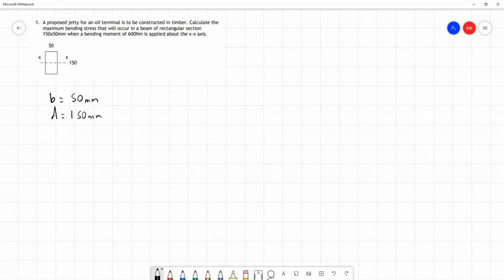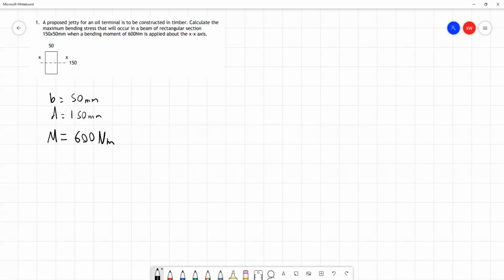And we should know already that before we go any further, we actually have the information we need to work out the second moment of area. But before we do that, we have another piece of information, so let's write it down as well. We've been given the bending moment that's going to be experienced by the beam, and that is 600 Newton meters. Just a reminder that some of these are millimeters, some are meters, and when we start to use these things together, we're going to have to have all the same units.